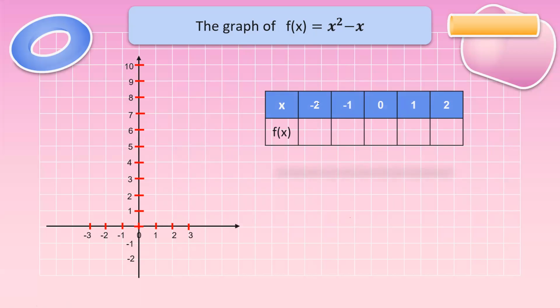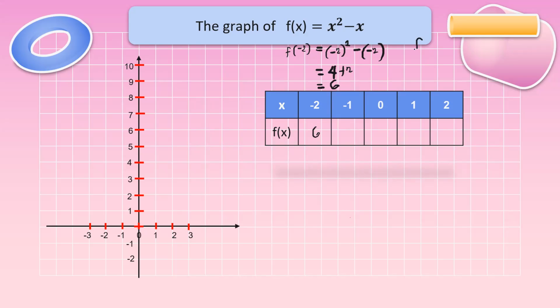So we substitute them into our function. So f of negative 2, where our x is negative 2. So we substitute negative 2 here. Negative 2 to the power of 2 is 4. Minus a negative, minus times negative, so it becomes positive 2. So 4 plus 2 is equal to 6. So our y is 6.